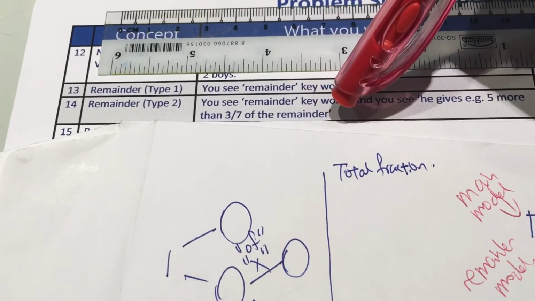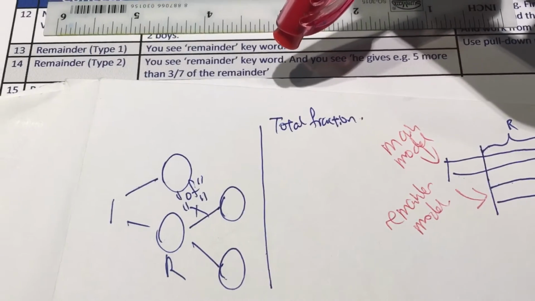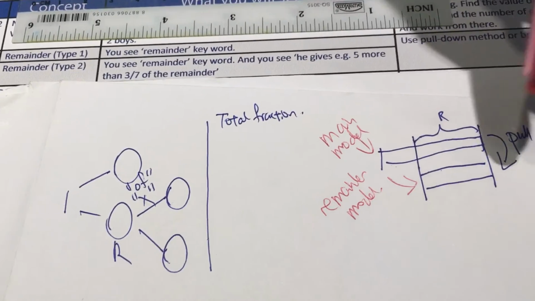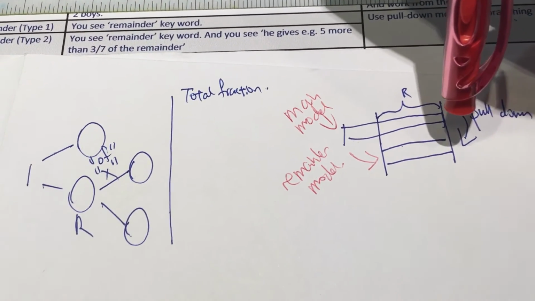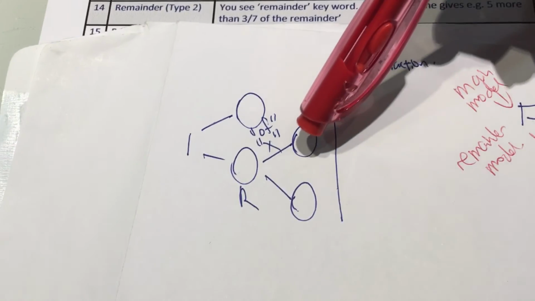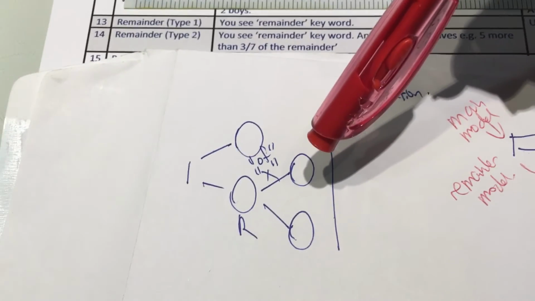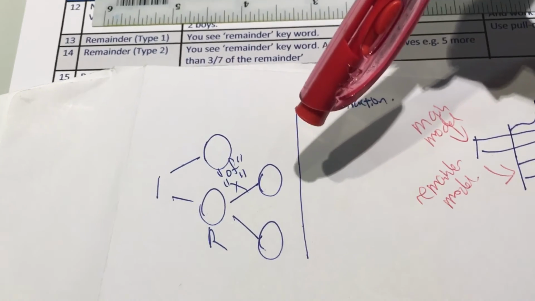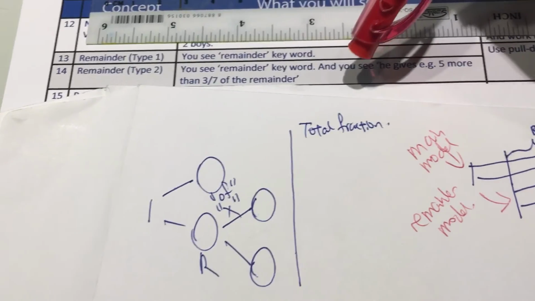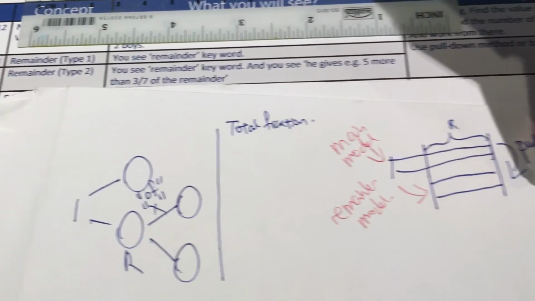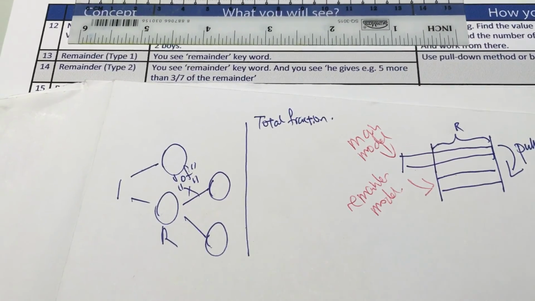So when you see a question looking like this, type 2, I personally suggest that you must use the pull down method because it's easier to draw and it's easier to solve. I'm not saying that you can't use branching. You can still use it, but it will look a bit more confusing. So if your child sees this, and he's not strong in branching or fraction, you may want to teach him the pull down method for remainder type 2. Okay, hope this helped, and thanks.